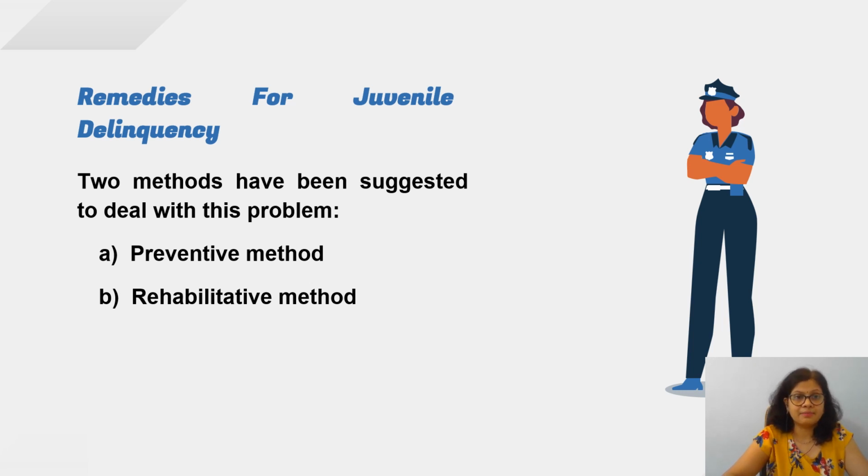So what about the remedies? As of now, we have discussed the causes, the acts, and the factors which affect juvenile delinquency. Then we should proceed towards the remedies for juvenile delinquency. Two methods have been suggested. The first method is the preventive method. The second method is the rehabilitative method.